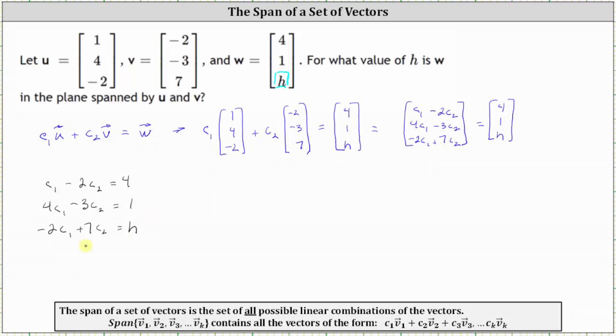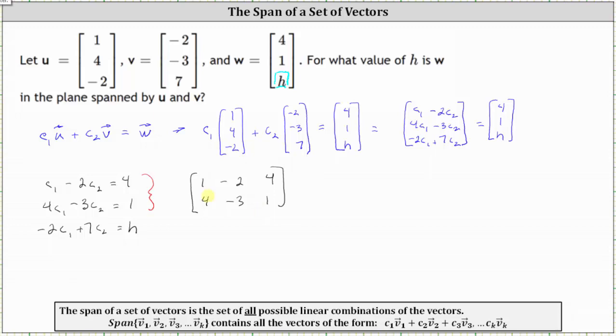But because we only have two unknowns, what we can do is solve the system using just the first two equations to find c sub 1 and c sub 2, and then we can use those values to find h in the third equation. So let's write the augmented matrix for the first two equations, where the first row is 1, negative 2, 4, and the second row is 4, negative 3, 1. And now let's write the augmented matrix in reduced row echelon form.